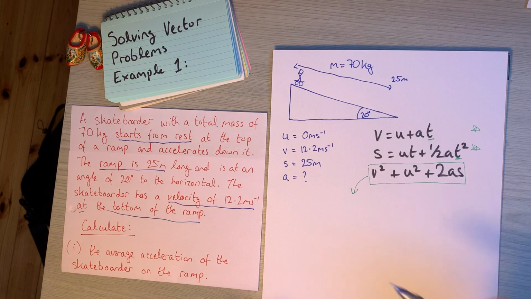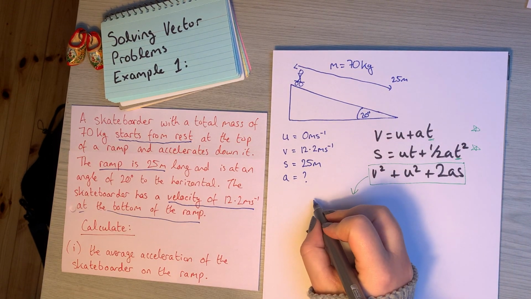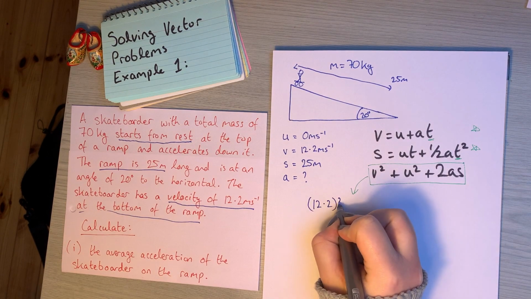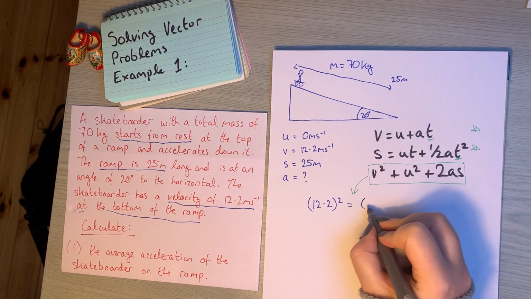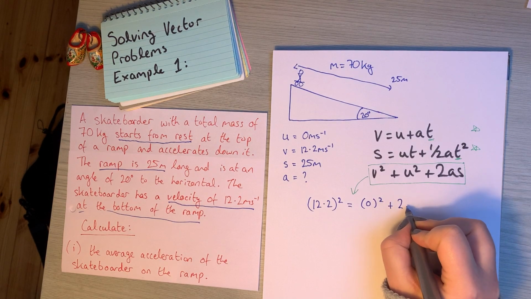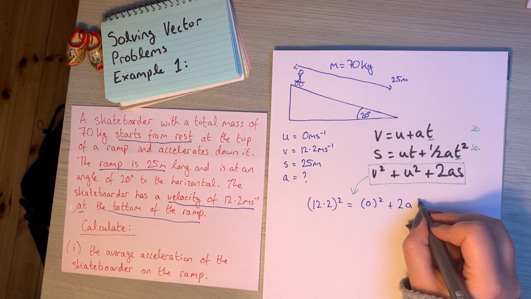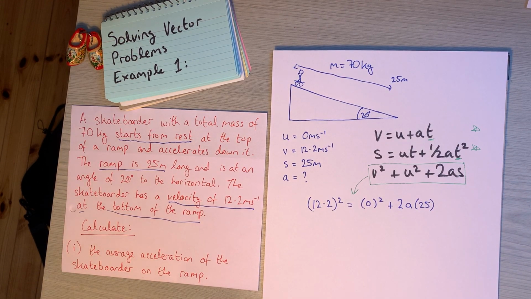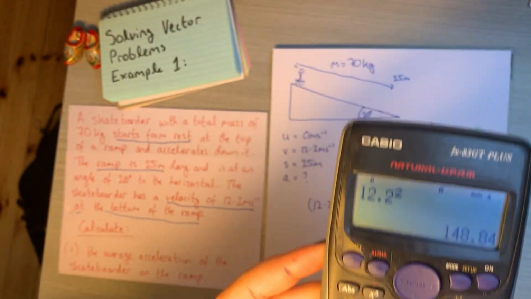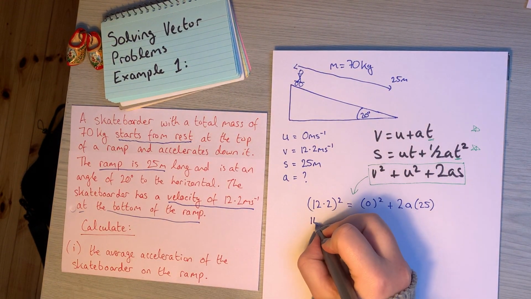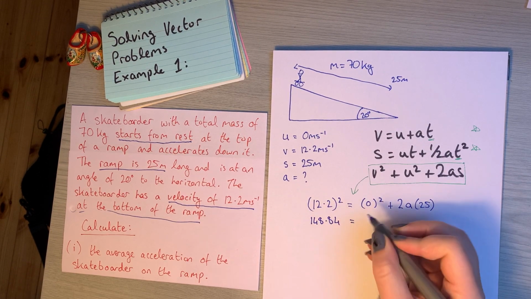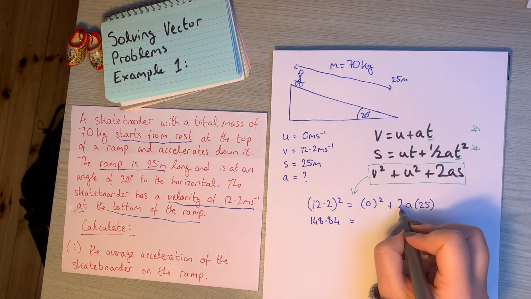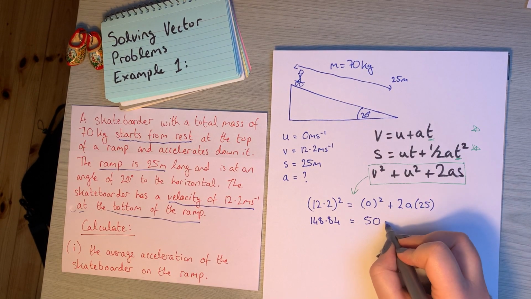So we'll start by filling in what we know. So we have v squared, so that's 12.2 squared, is equal to u squared, so that's 0 squared, plus 2 times a, we don't know it, so we'll leave it as it is, times our displacement, which is 25. All right, and we'll start by working out what we can. So 12.2 squared, that is 148.84. That's equal to 0 squared is 0, plus 2 times 25 is 50, and then times our acceleration.